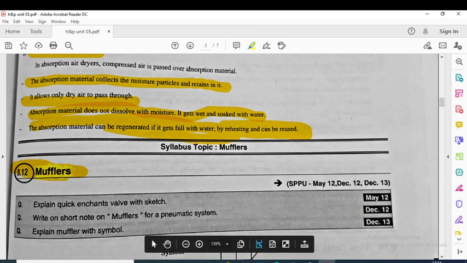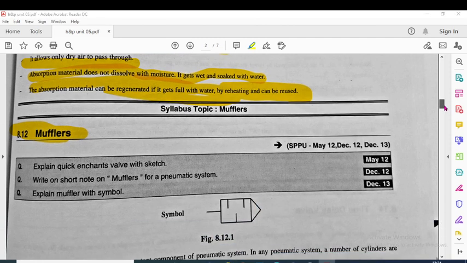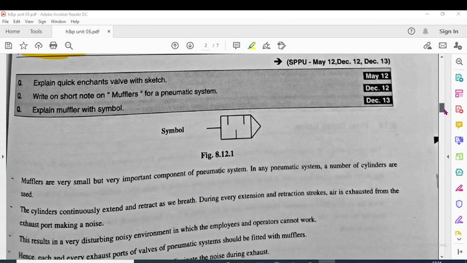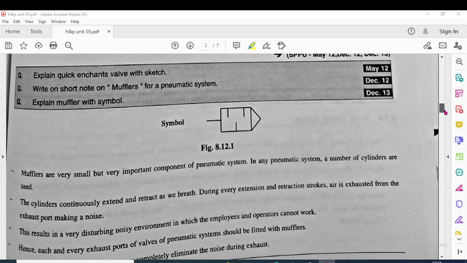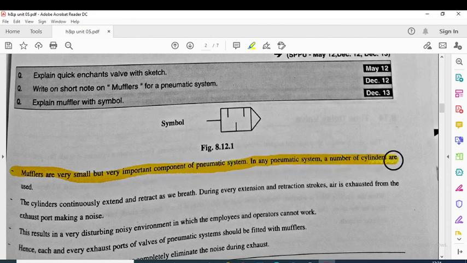So this muffler is actually the silencer, which is used to get a noiseless pneumatic system. So we are starting reading here. Mufflers are very small but very important parts of a pneumatic system. In a pneumatic system, a number of cylinders are used, with continuous extension and retraction strokes.